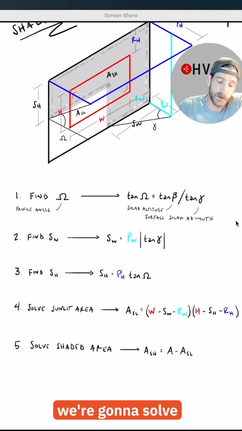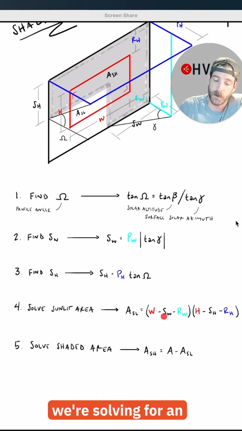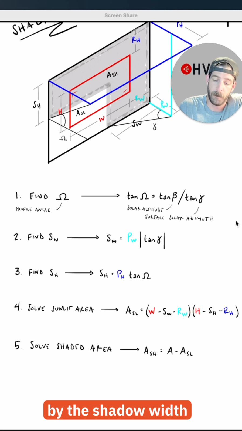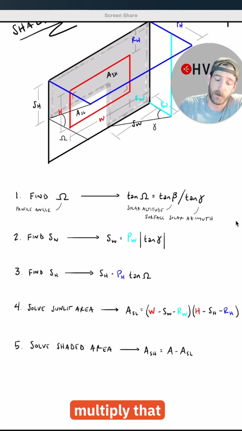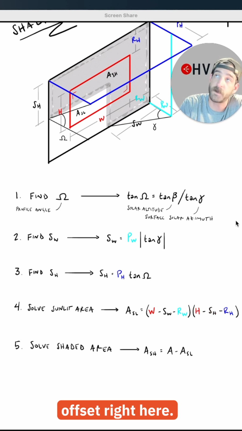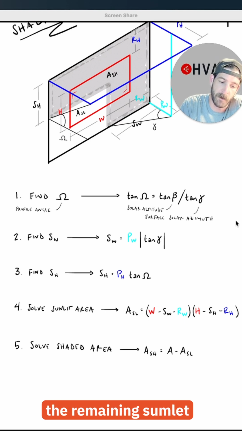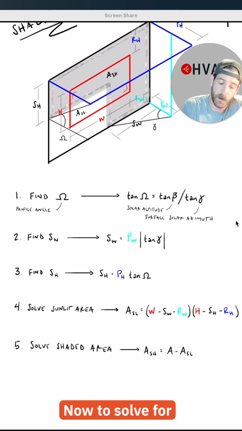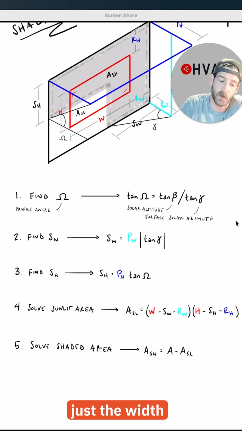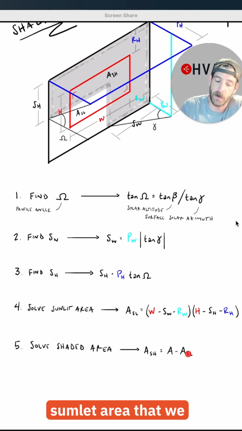Step 4, we're going to solve for the sunlit area. So really we're solving for an area here, width by height, but we're going to adjust for the width and the height by the shadow width and also the offsets. Then we're going to multiply that by the height of our window here minus the shadow height minus our top overhang offset right here. That will give us the remaining sunlit area right there. Now to solve for the shaded area, we're going to take the area of our window, just the width times the height, and subtract the sunlit area that we just solved for. And that will give us our shaded area.